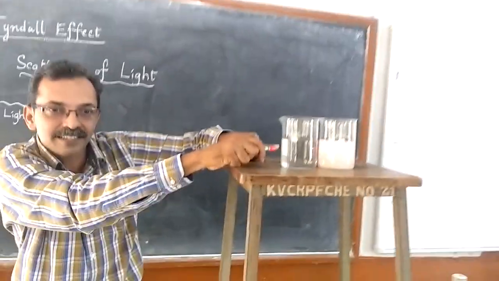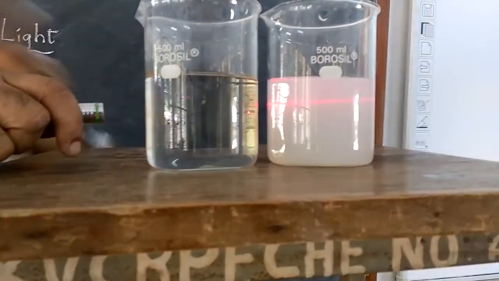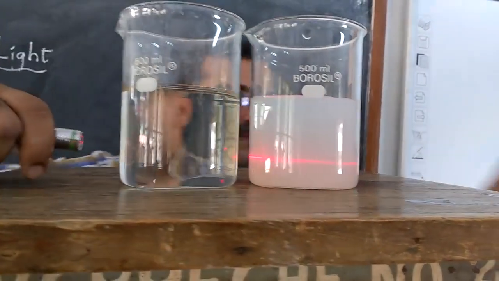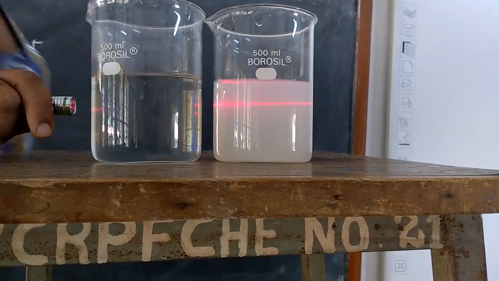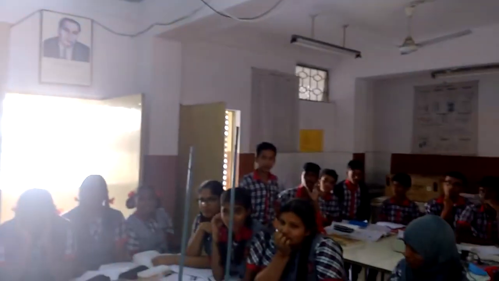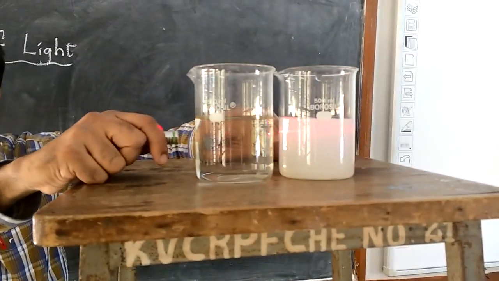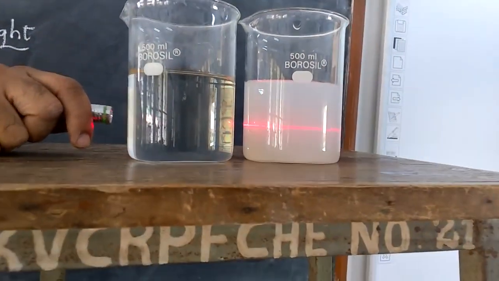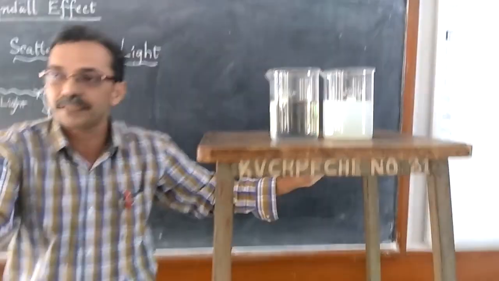Can you see the path in this? Yes, sir. In the first beaker? No, sir. Why not? One person, please tell. There are no dust particles. Anybody else? It is not a colloidal solution. Any more answers? The particles in the first beaker are very small. The size of the particle is very small. In the case of the colloidal solution, the size of the particle is a bit more. That's why we can see that scattering effect. Is it fine? So with this, the concept is over. Thank you.